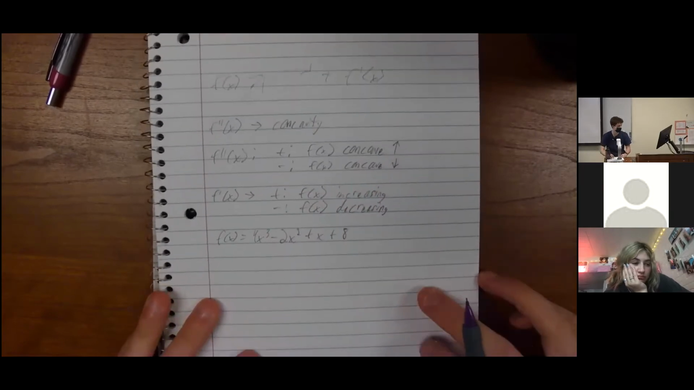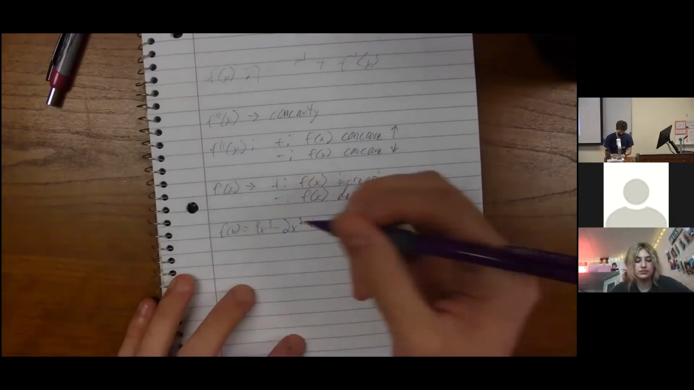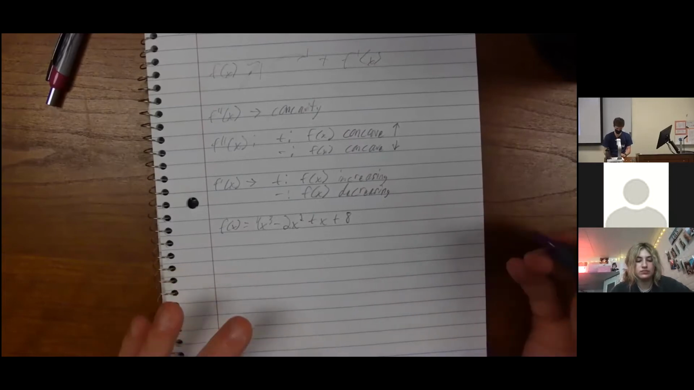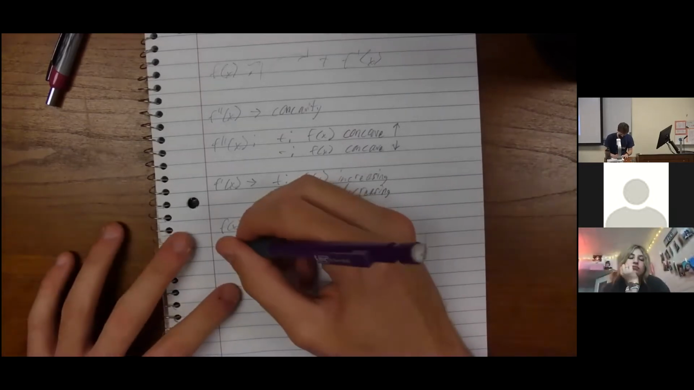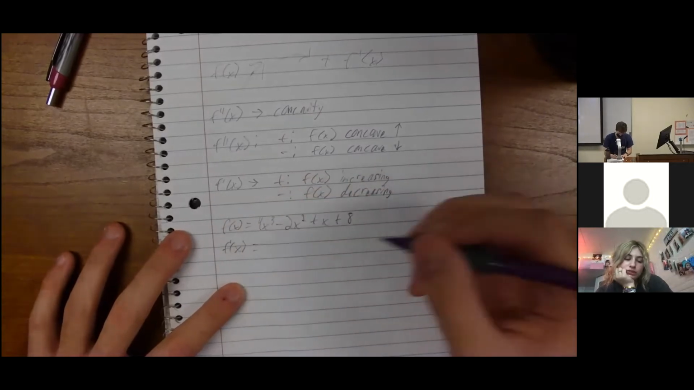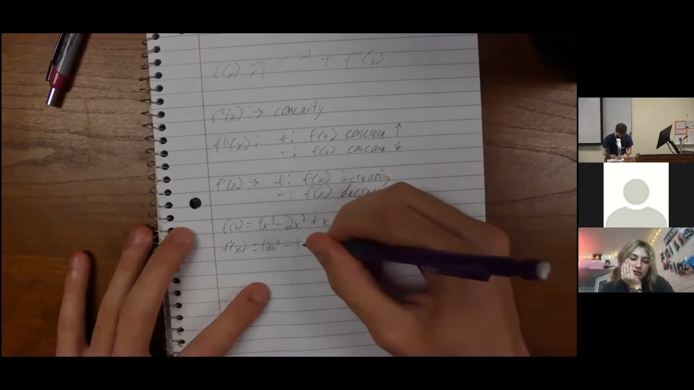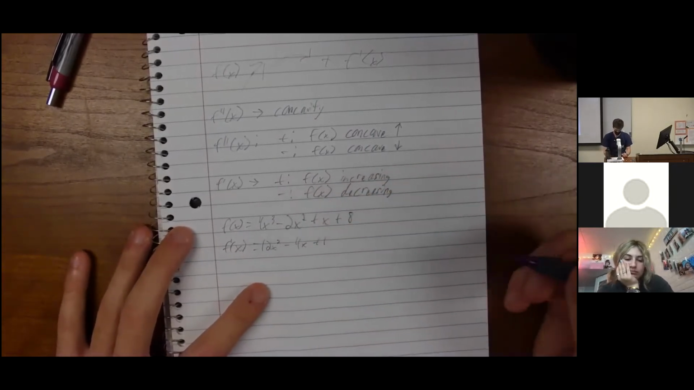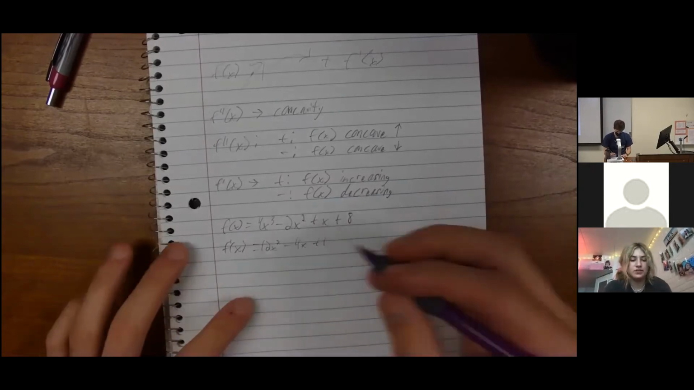So say you have some function f of x like this, and you want to find where it's concave up and concave down, right? So you need to first find the first derivative, because you're looking for the second derivative, right? Because that's what tells you if it's concave up or concave down. So the first derivative is 12x squared minus 4x plus 1. And then the second derivative would just be 24x minus 4.